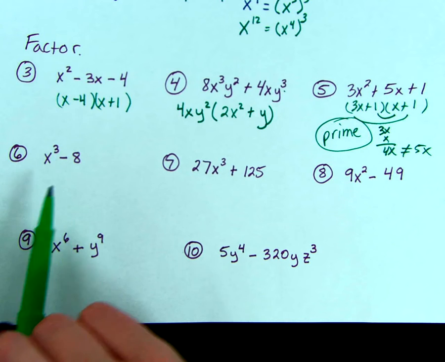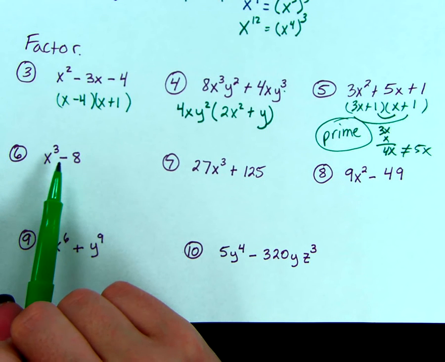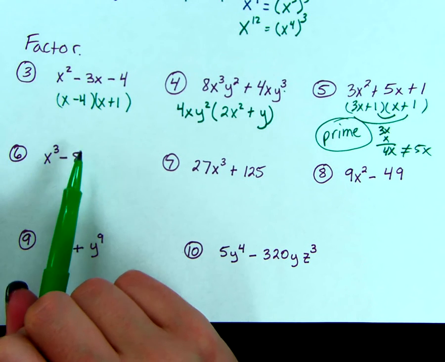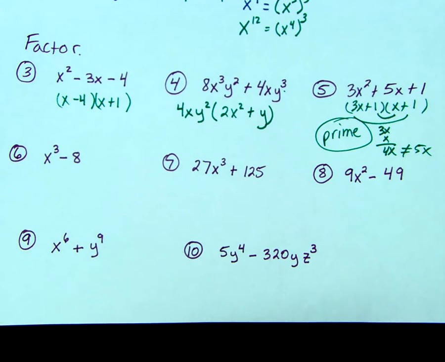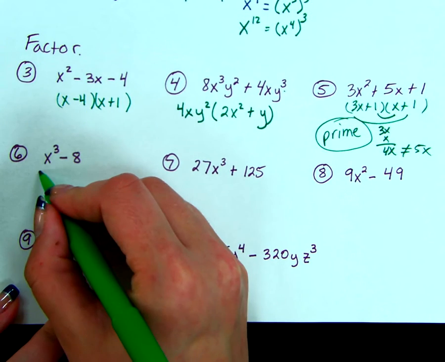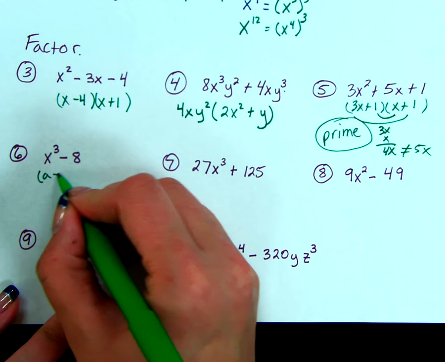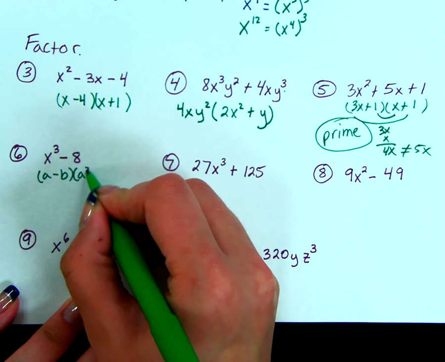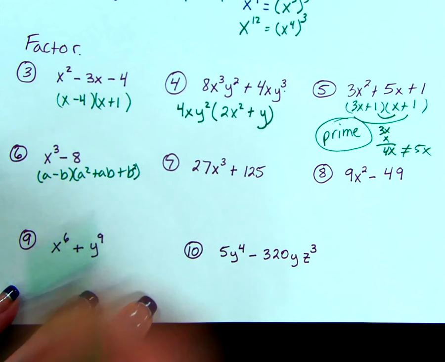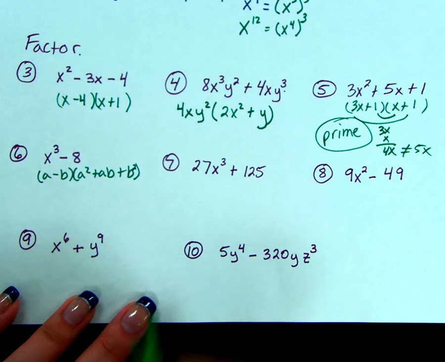Problem 6, here we don't have a greatest common factor, but we have a perfect cube for the first term and a perfect cube for the second term. So that means that we're going to use the difference of cubes. So when we factor, this is going to factor into a minus b, and then a squared plus a times b plus b squared. So now I just need to decide what a and b are.